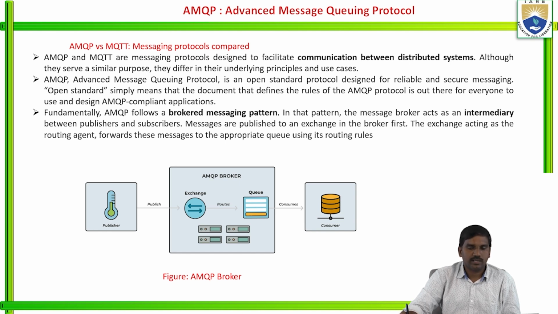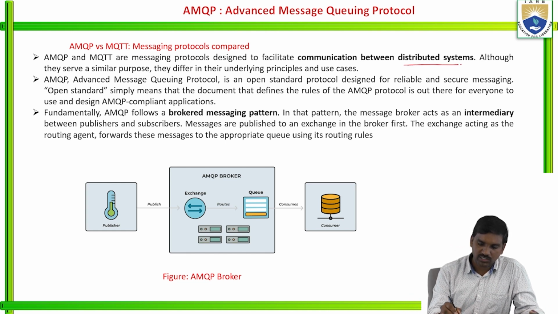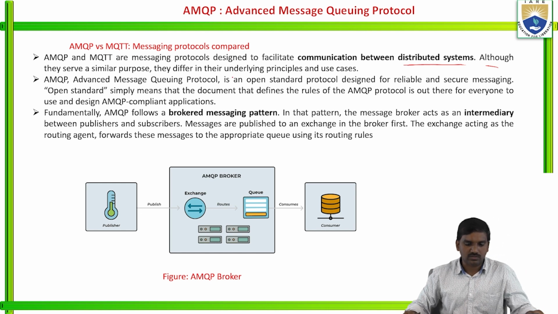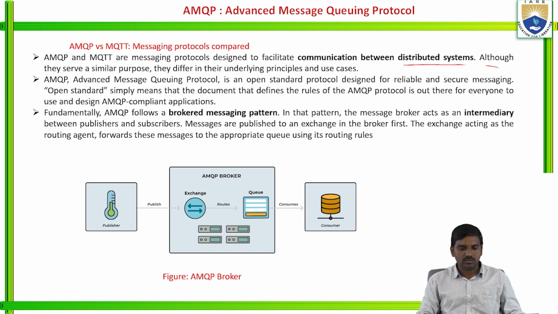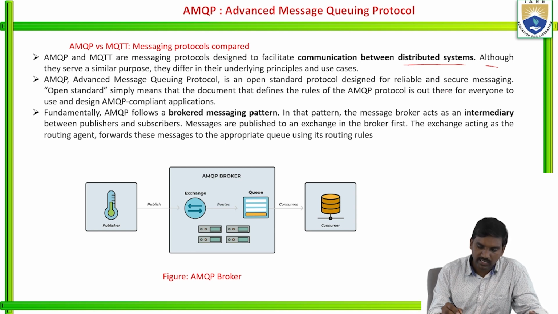So here MQTT is also one of the protocols which I explained in the previous one. It is a message protocol designed to facilitate communication between distributed systems. Although they serve a similar purpose, they differ in their underlying principles and use cases. It is AMQP, Advanced Message Queuing Protocol. It is a standard designed for reliable, secure messaging.